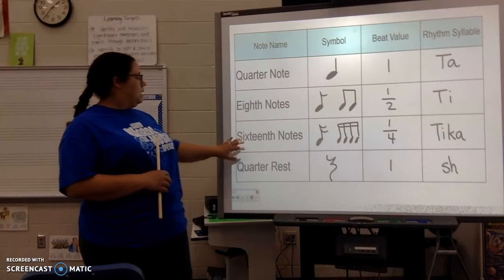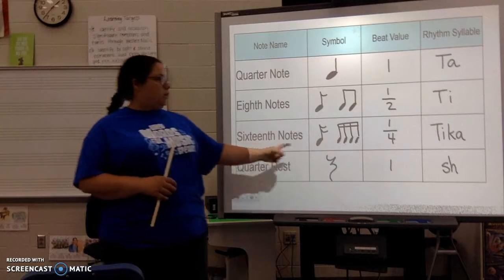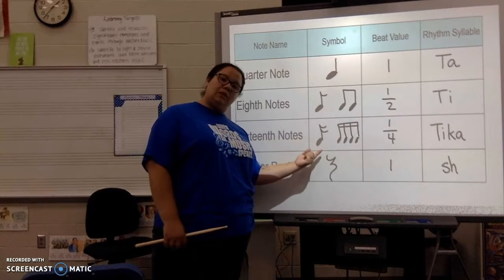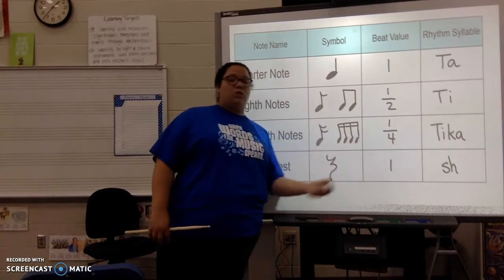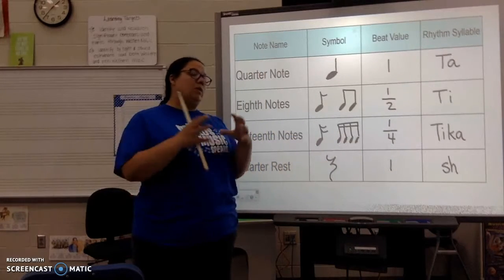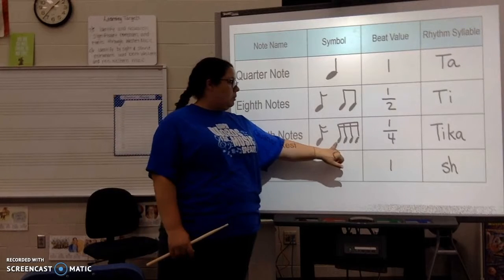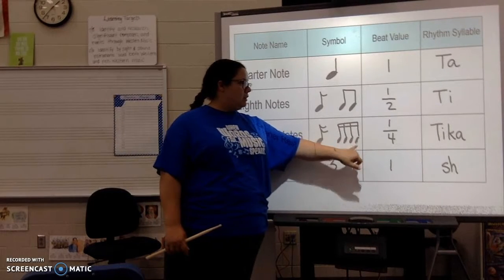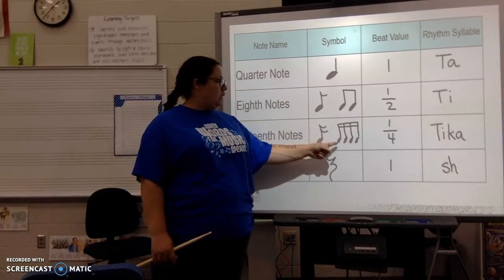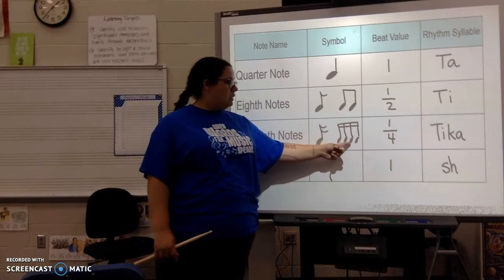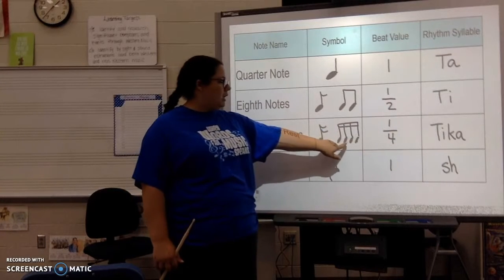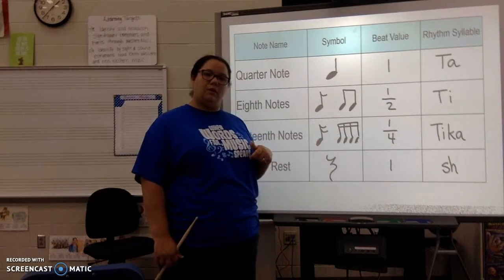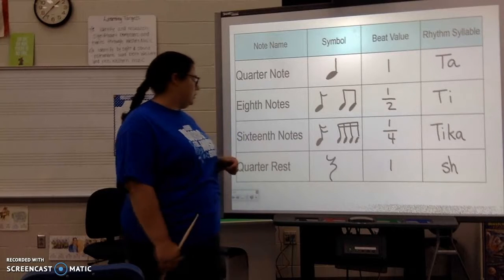Okay? Next, we have our 16th notes. This is one 16th note by itself, and each 16th note is worth a quarter of a beat. So we want to make a whole beat out of them. We put 4 of them together like this. This one will be ti, ka, ti, ka. So each one of those is a tika. Ti-ka is our rhythm syllable for our 16th notes.